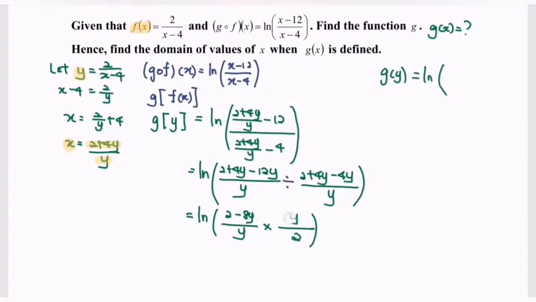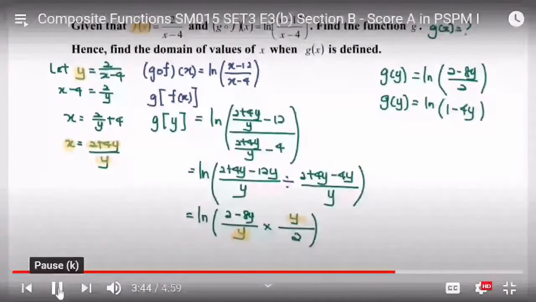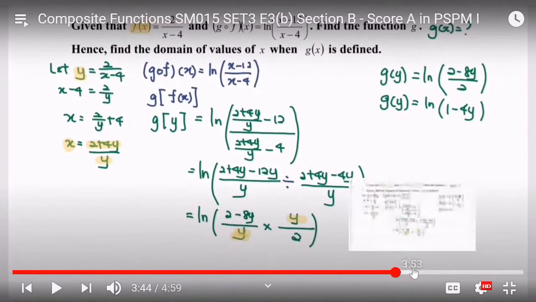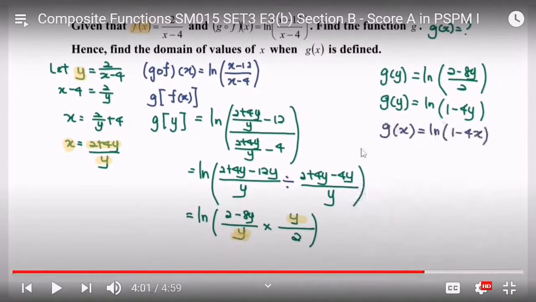So as we can see, we have a common terms and we can simplify. Then we have 2 minus 8y over 2. Simplify the situation. g inverse of y is equals to ln bracket 1 minus 4y. Okay, boleh? Boleh kan? So ini adalah untuk cari g inverse x. So kalau di sini kita nak g inverse x, so kita gantikan dia dengan x lah. Dan sekarang kita akan dapatlah jawapan ini.